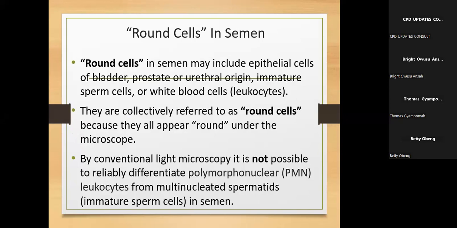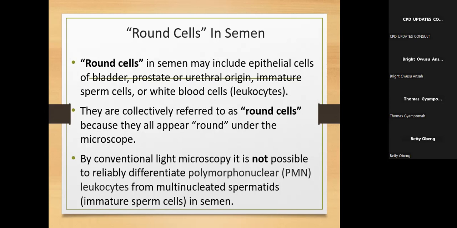Round cells in semen may include epithelial cells of the bladder. Remember that the semen is coming from all the other ducts through the prostate and then from the urethra and so forth. Of course, sometimes the bladder neck. So you could have some cells from the bladder. All of them can be found in the seminal fluid.